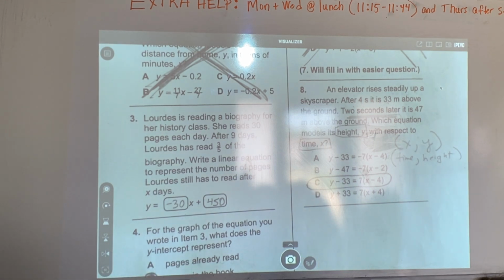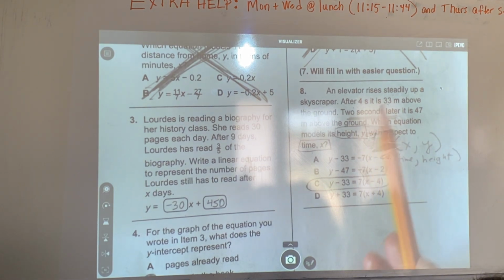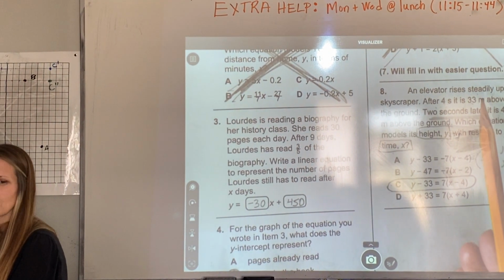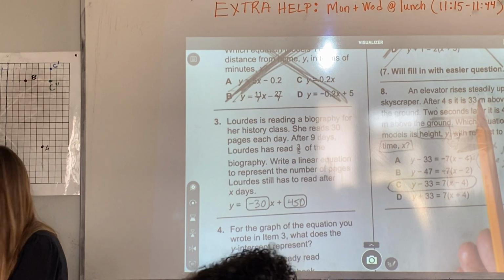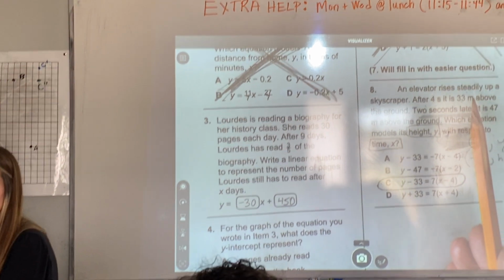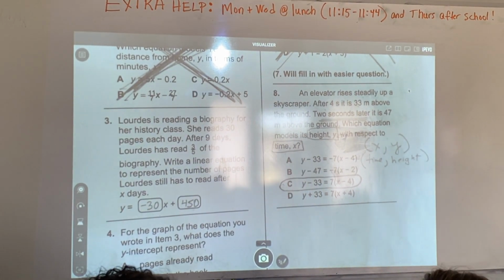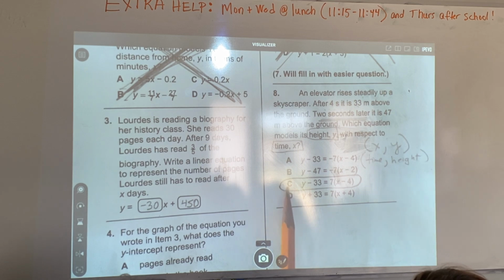I meant A and B. A and B are not correct because they both have negative 7 as the slope. And that doesn't make any sense for the equation either. It says it steadily rises up, even if you don't even find your slope. Even if you don't actually do the math to find your slope, you can immediately eliminate A and B as your answers. But now all we have is C and D left to choose from.